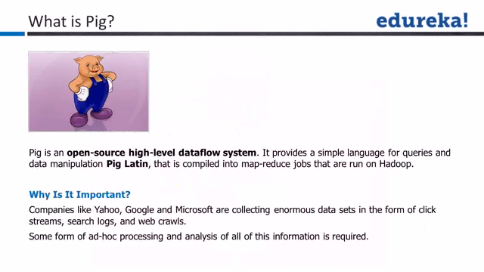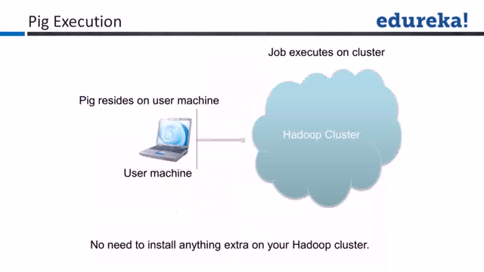Okay. One more important thing to understand is that you don't have to install anything on your Hadoop cluster to run Pig. Pig will work like a client. It will reside on a user machine, and your jobs will be run on the cluster. So just the MR jobs will be transferred there and they'll run. You don't have to install anything extra on your Hadoop cluster. This is a very important point to understand, and it should be clear to everyone that Pig will work like a client on your user machine. Okay. Let's move ahead if this is clear.